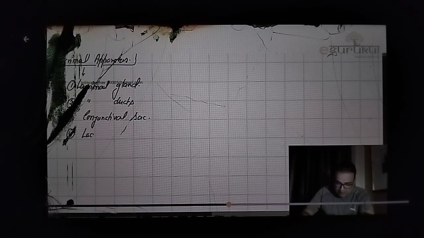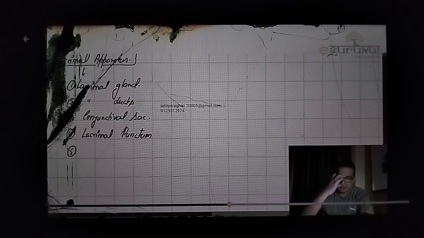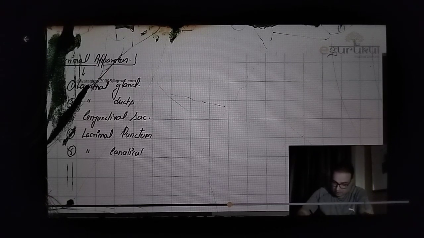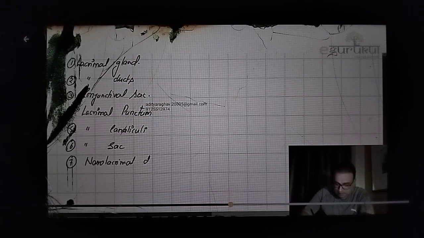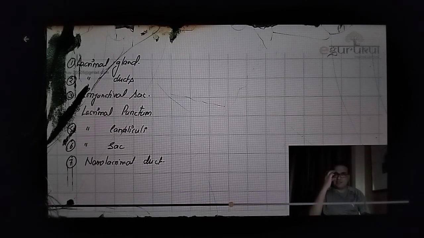There is an opening over there called the lacrimal punctum. I will show it to you. There are two lacrimal puncta, one above, one below. And these lacrimal puncta drain the lacrimal fluid by the lacrimal canaliculi into the lacrimal sac. Remember the lacrimal sac, which also gave origin to part of the orbicularis oculi muscle. From the lacrimal sac, finally, the tear, or the lacrimal fluid, will go into the duct called the nasolacrimal duct. So these are the parts of the lacrimal apparatus: the lacrimal gland, ducts, conjunctival sac, then punctum, canaliculi, sac, and then the nasolacrimal duct.